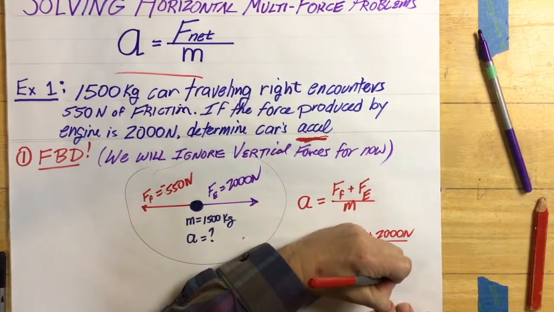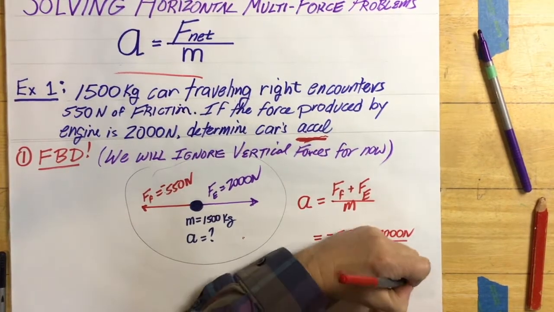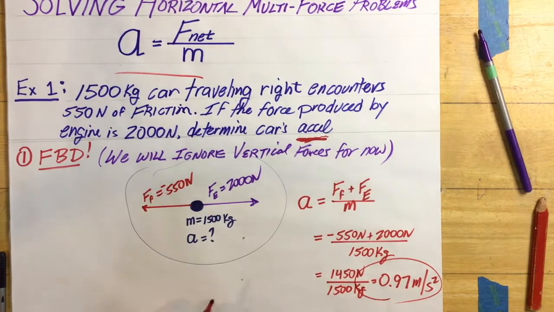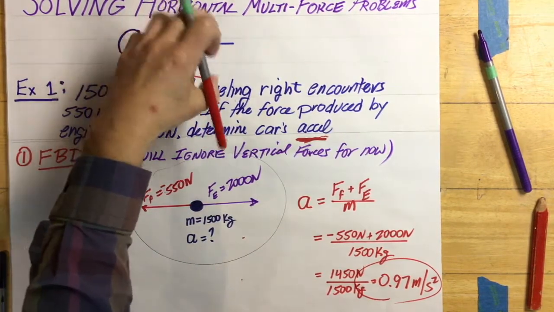I use a 2 decimal rule, so 0.97 meters per second squared is the acceleration rate. So that's how you do what I call a forward solving problem, where you know this stuff and you just have to work the numbers to get that.